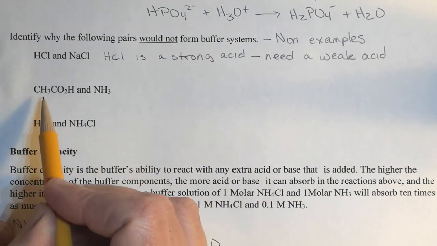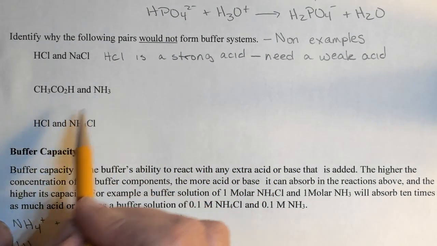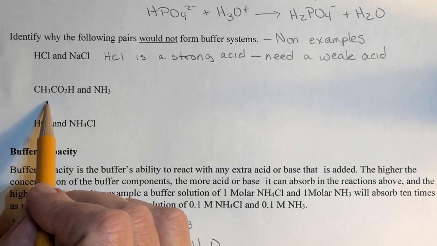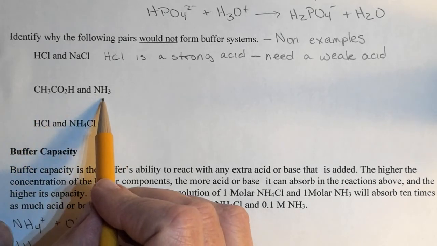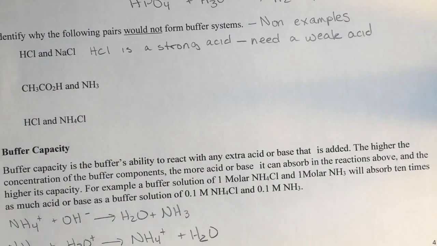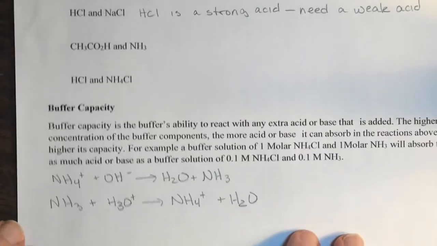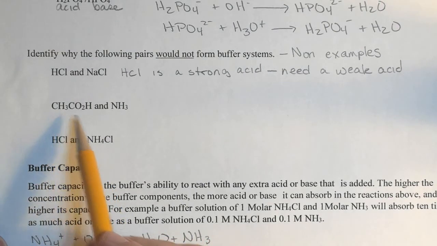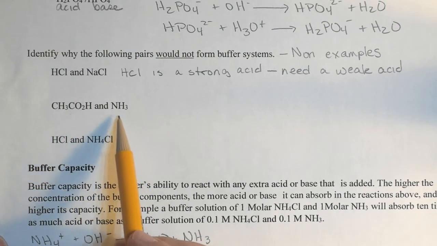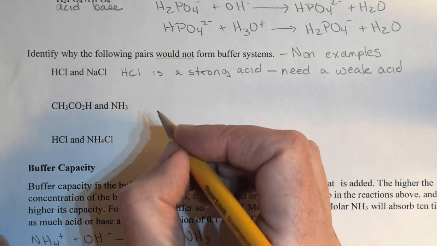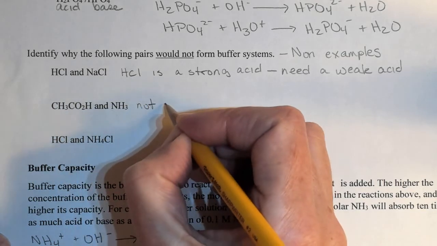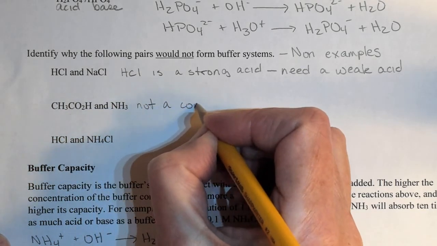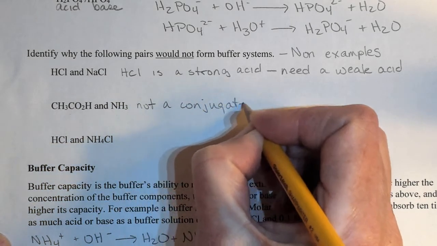In the case of acetic acid and NH3, this is a weak acid. This is your ammonia. Okay, so back here, sorry about that. This is your acetic acid, this is ammonia, this is a weak acid, this is a weak base. But the problem is that they are not a conjugate acid-base pair. So this will not work as a buffer system.